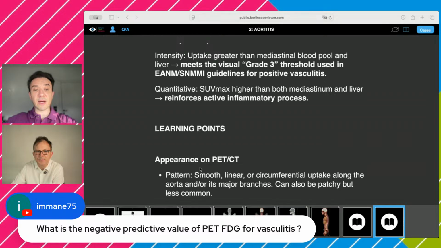It has a very high predictive value. I think it is for large and medium vessel disease, of course, not small vessel disease. I think it is above 95%. Well, that's a lot. So if that is negative, vasculitis is almost ruled out.